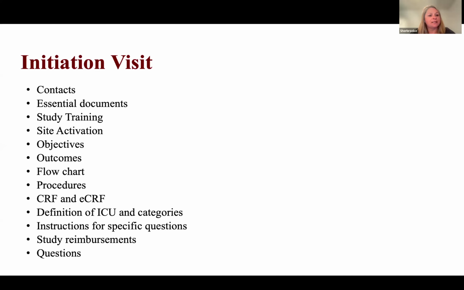Today I will go over the contacts, essential documents, study training, site activation, the objective and outcomes of the study. I will show you a flow chart of the study. We will review procedures, the CRF and the ECRF. We will also discuss the definition of ICU and the categories of ICU. I will give you a few instructions for specific questions in the CRF. And finally, we will discuss reimbursement.